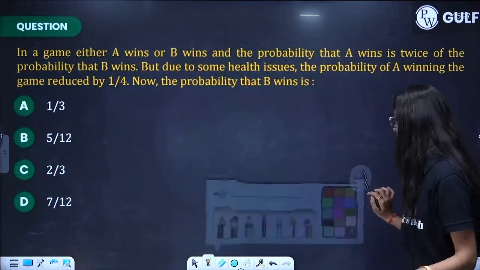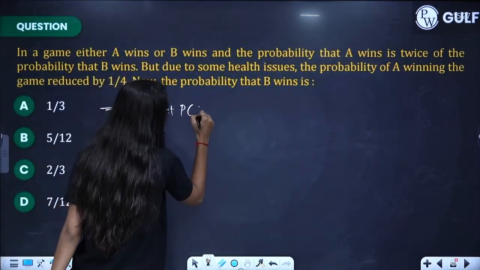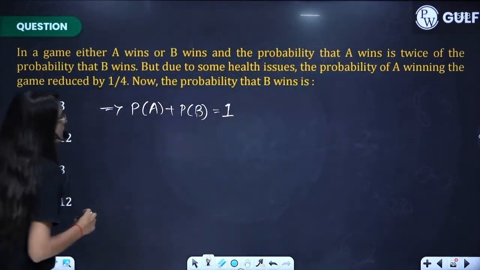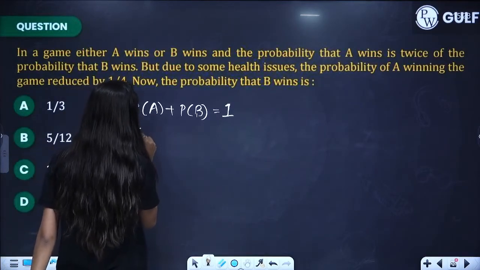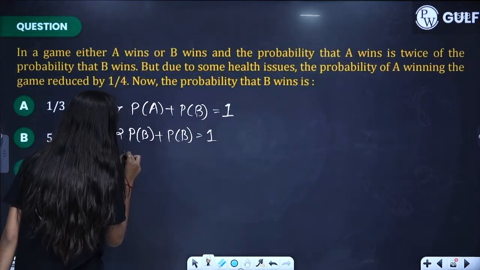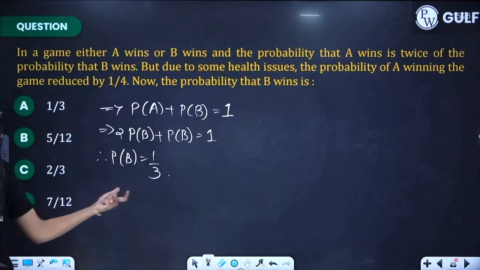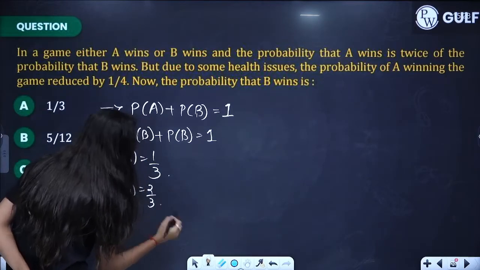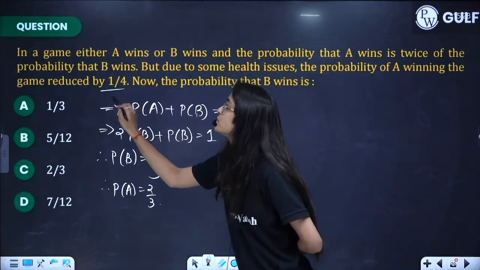So here the question says that P of A plus P of B is 1, right? The total is 1. Now P of A is twice. Probability of A winning is twice. So we'll say 2 into P of B plus P of B gives me 1. Therefore, from here you'll obtain probability of B winning the game is equal to 1 by 3. If probability of B winning the game is equal to 1 by 3, then P of A will be 2 by 3. But see, due to some health reasons, it has been reduced. Okay, it has been reduced by 1 by 4.